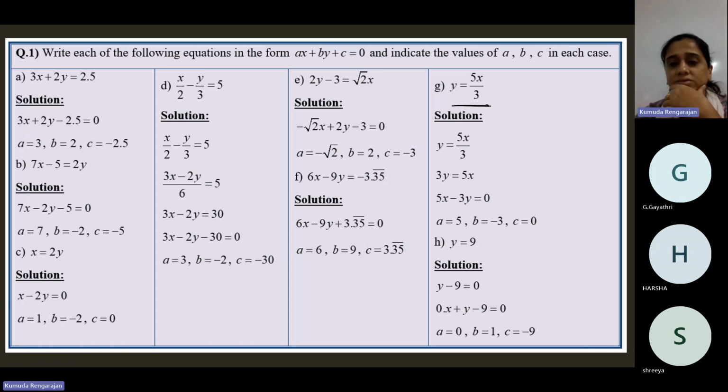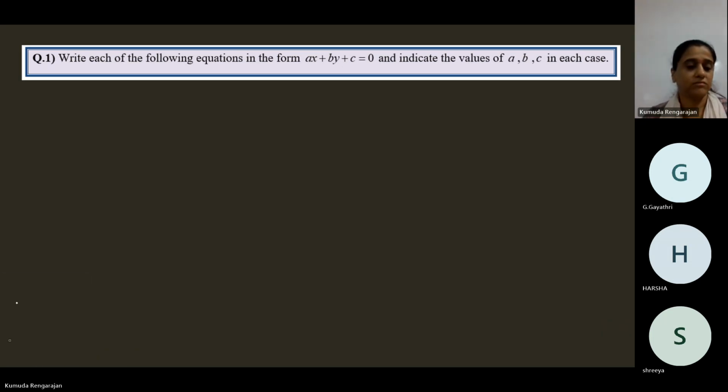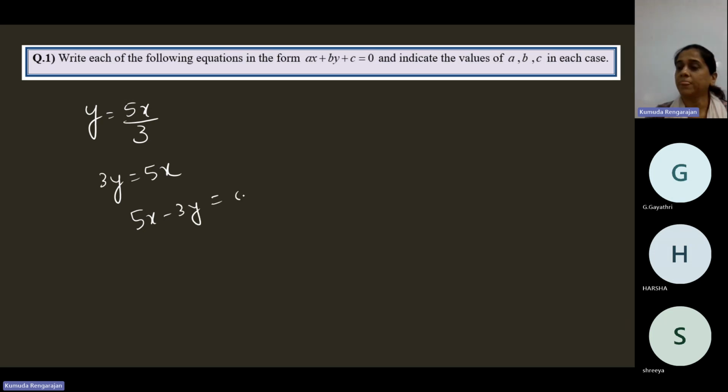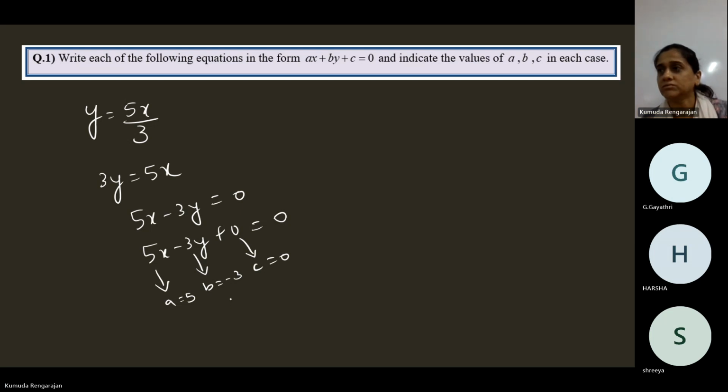So when you have an equation like this, you must cross multiply. 3y is equal to 5x. Cross multiply. Then you can take this to the other side. So 5x minus 3y is equal to 0. So it is 5x minus 3y plus 0 is equal to 0. So what's the value of a? 5. What's the value of b? Minus 3. What's the value of c? 0.